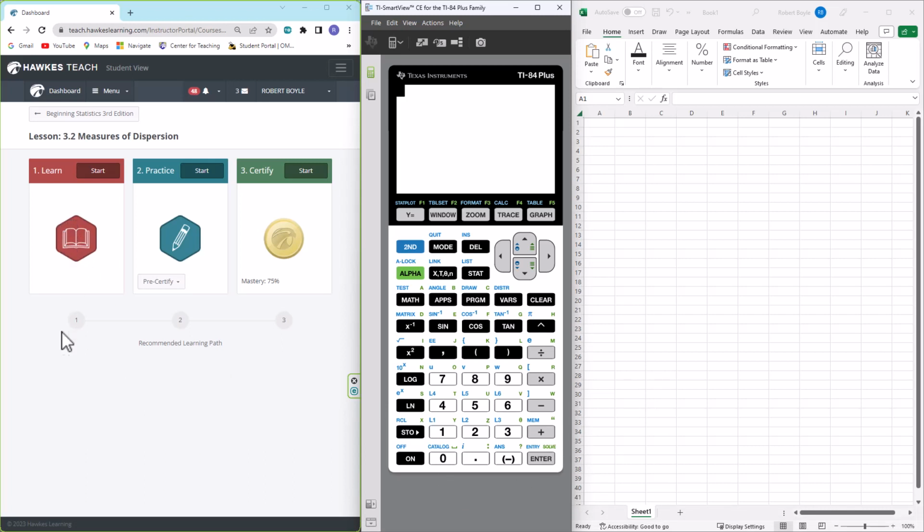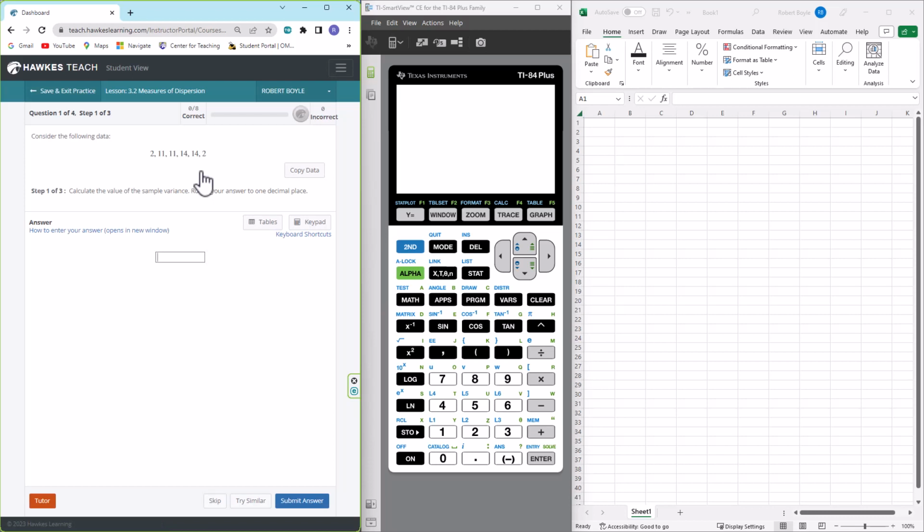Notice in our Hawks interface, we have the Learn component, which basically goes over the exact same material that I do in lecture or was in my previous video. We have Practice, where you can actually go through your homework, and if you get stuck, it will help you through it, and then Certify. And notice here, all you have to do is get 3/4 of the answers correct before the due date, and you've aced your homework. For me, I'm going to go into Practice. So let's go.